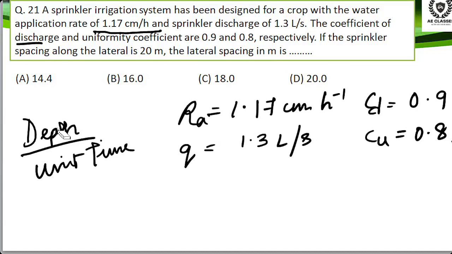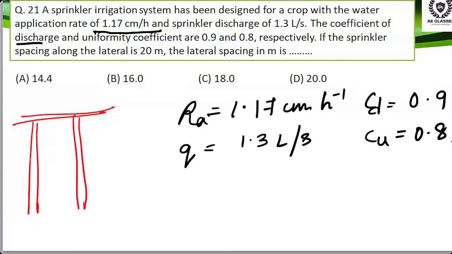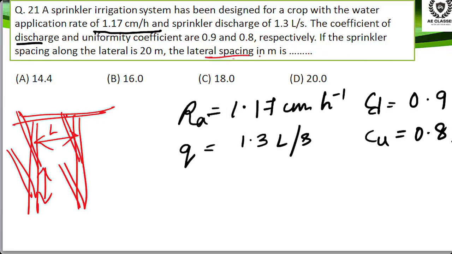In the design of a sprinkler irrigation system, it's very important to identify the lateral spacing and the sprinkler spacing along the lateral. This is your main line. If these are the laterals, and the sprinklers are provided on these laterals, these are your sprinklers. This is the sprinkler spacing, and this is the lateral spacing. You have to find this lateral spacing in meters.